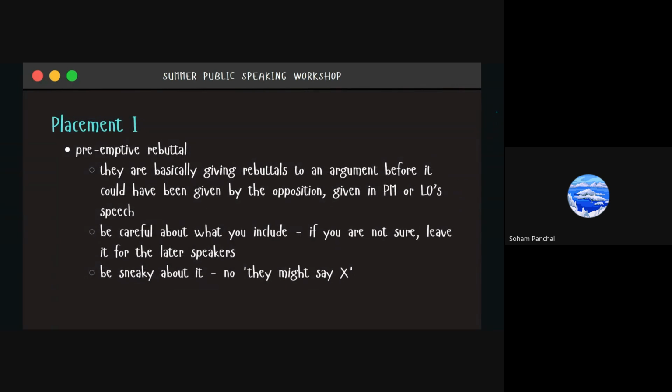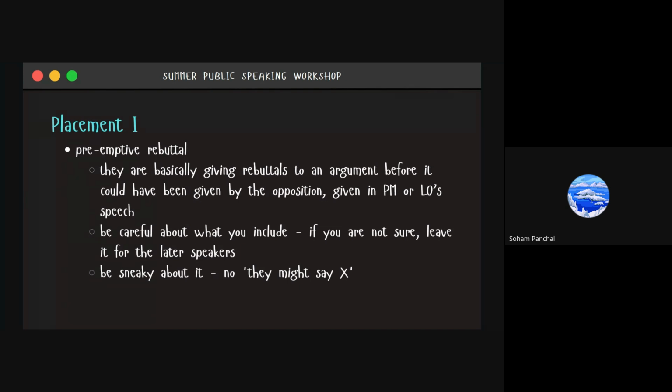Coming to the placement of the rebuttals, where do you place them and how are they placed? So first of all, preemptive rebuttals. What are preemptive rebuttals? Basically, they are rebuttals you give before the opposition presents their case, because you think they might present a very obvious argument that will be their main argument. Then you provide a rebuttal before that, so you do not waste time in your later speeches engaging with it.